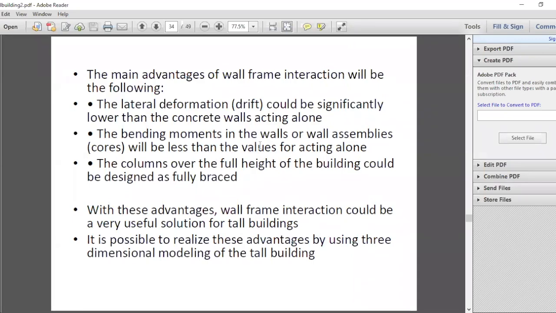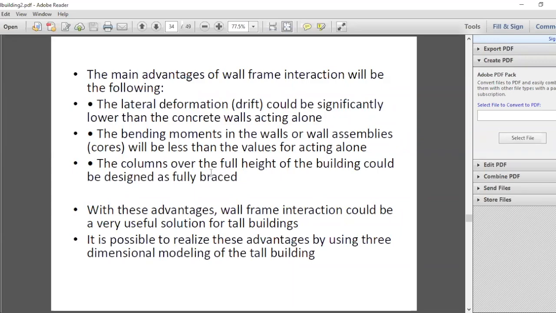The bending moments in walls and wall assemblies will be less, and columns over the full height of the building could be designed as fully braced. So you can see clearly the advantages. When you consider the wall frame interaction, it reduces the loads on the wall, but at the same time it can ensure that the frame can be designed as braced.